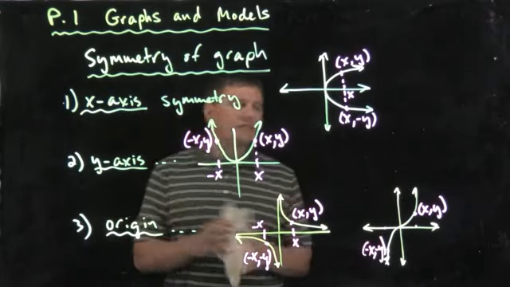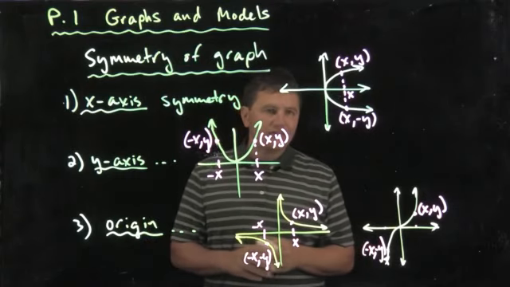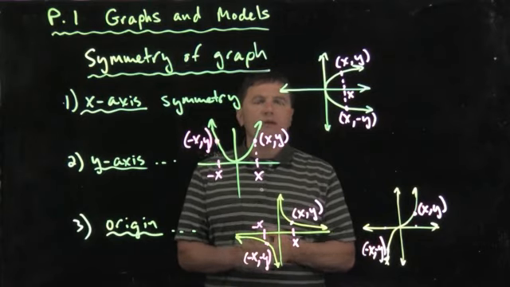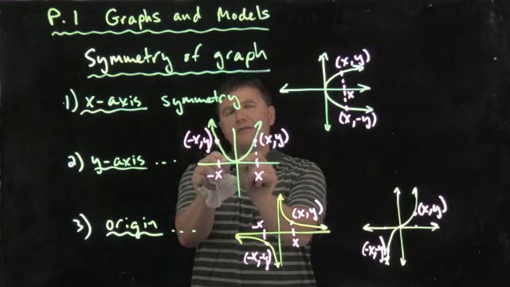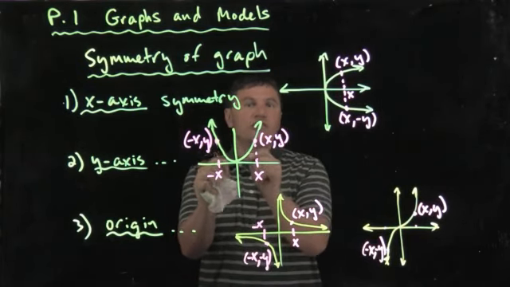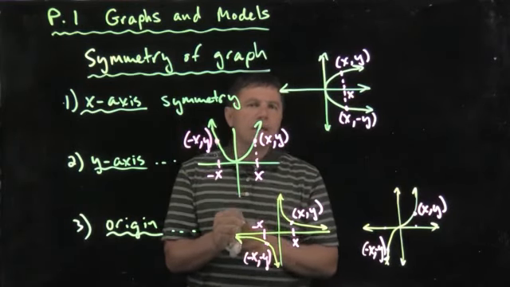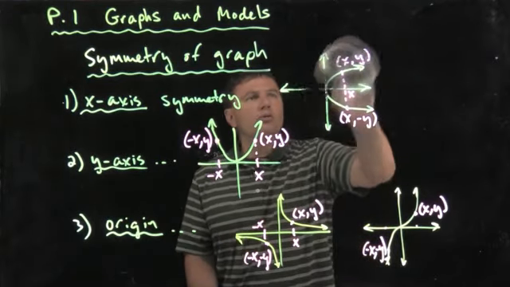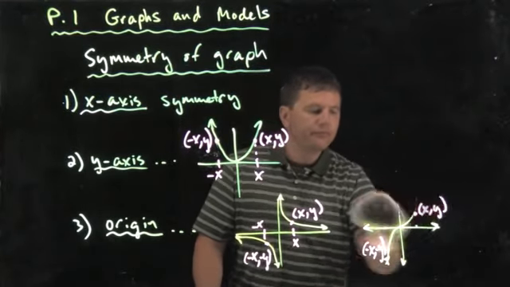So now, how do we test these things? How do we know if something is symmetric to the x-axis, the y-axis, or the origin algebraically? One thing I want to caution you against is never rely on the graphs in these cases. If I just shifted this graph like 0.001 to the right, it would look like it has y-axis symmetry, but it wouldn't. So when we're testing symmetry, it's always important that we actually look at the algebra.